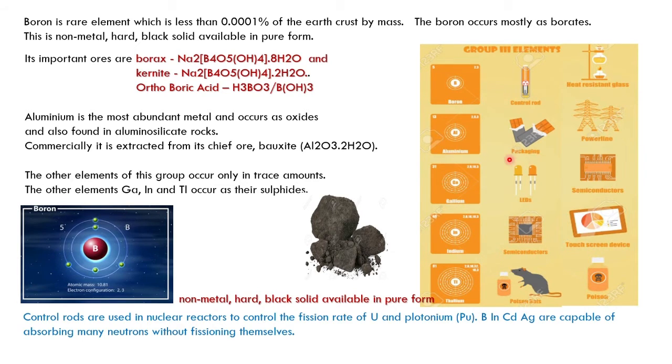Then aluminum is used as packaging material. Nowadays many things, like Swiggy food items, are packed with aluminum foil. Even beverages like Complan, Boost and Horlicks are packed in aluminum foil to protect them from moisture, and tablets are packed in aluminum foil. And we know that power lines and electric wires also use aluminum.